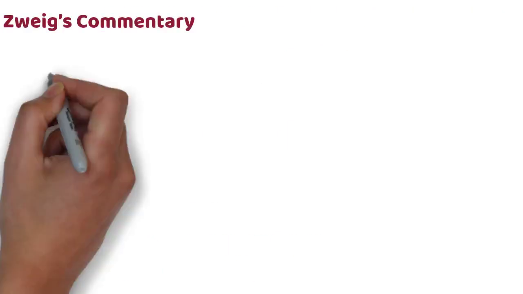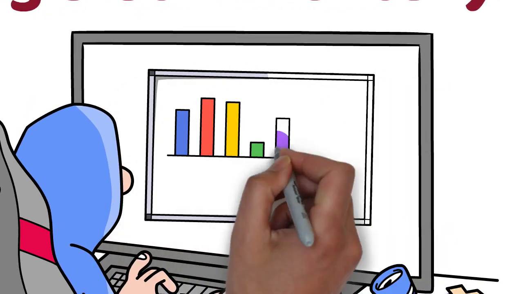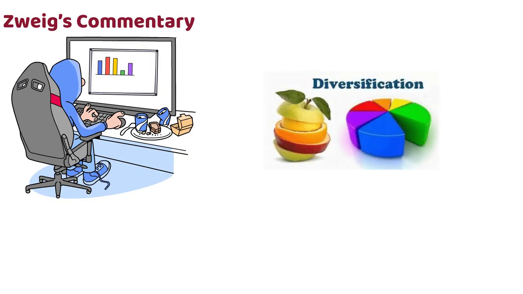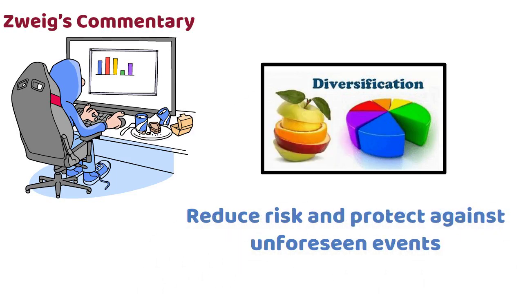Zweig discusses how defensive investors can use modern screening tools to identify stocks that meet Graham's criteria. He also emphasizes the importance of diversification to reduce risk and protect against unforeseen events.